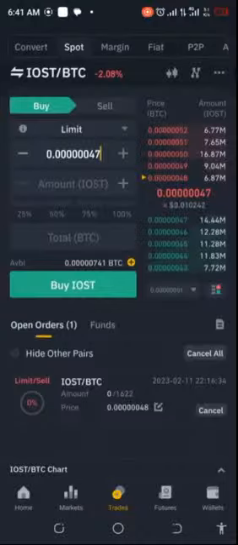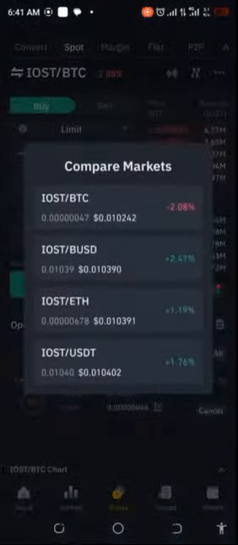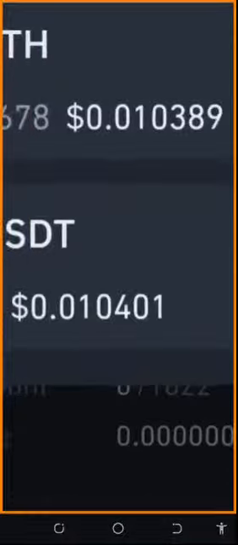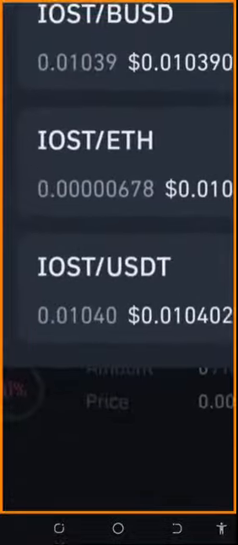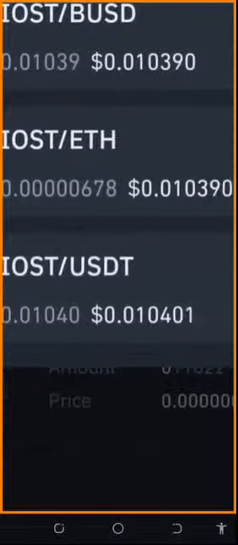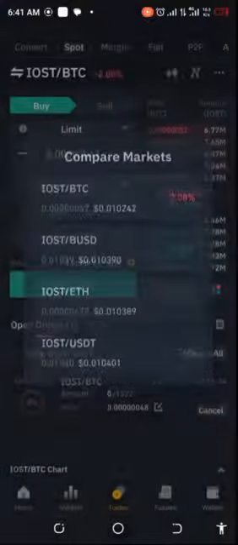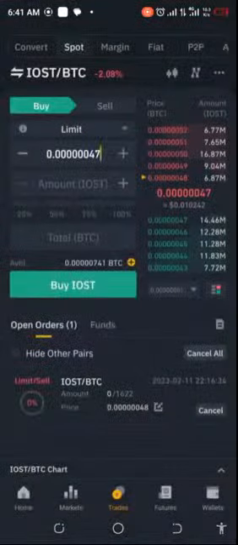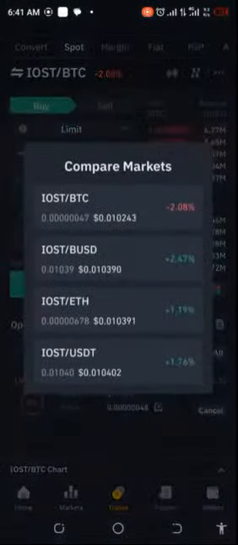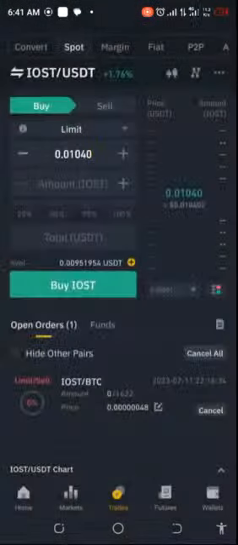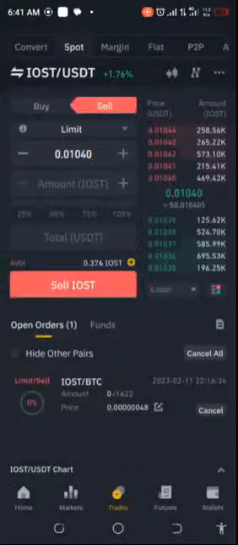Okay, so let me go check the compare markets and see. Yeah, look at it. IOST USDT is actually 0.0104. So at this time, we can employ the boomerang strategy where we'll do the sellback. We'll just check it and see if this is going to give us some profit. Let's put it there and simulate first. Let's click on sell. As long as we're still having that, because we bought it at 0.0103. So this is 0.0104.